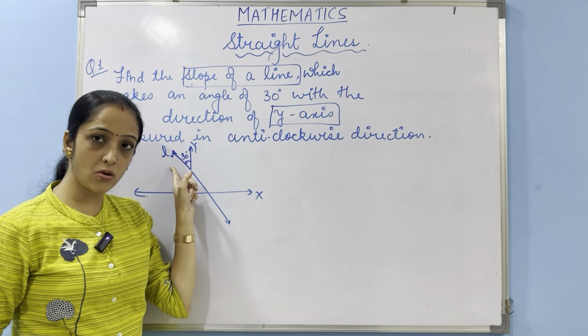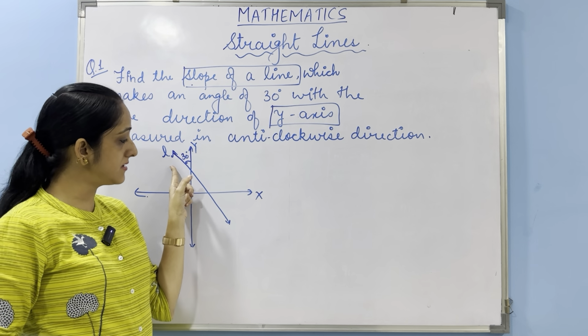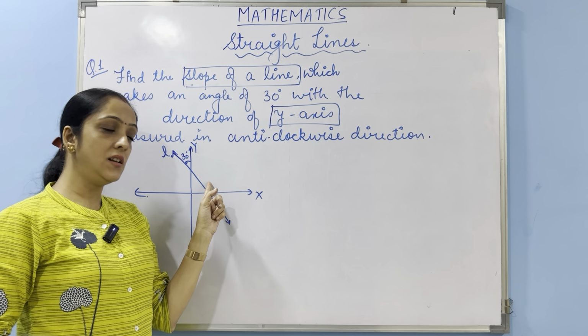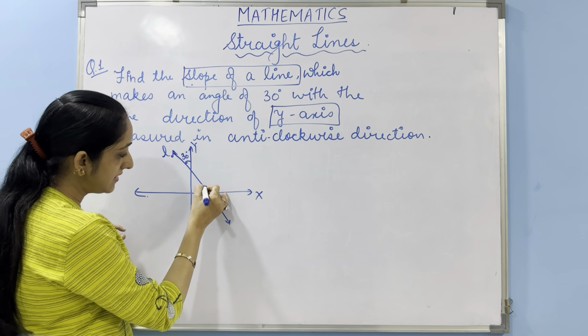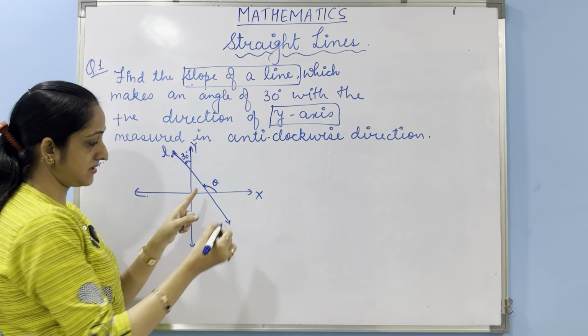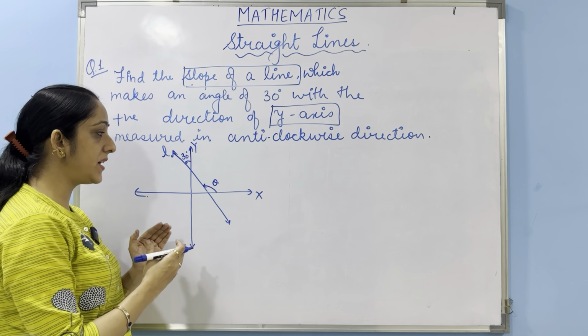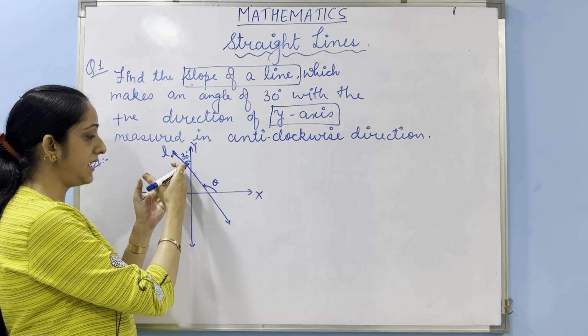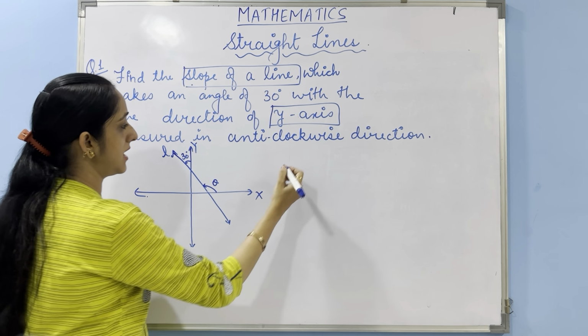But to find the slope, we need the inclination of the line. And the inclination of a line is the non-negative angle made by the line with the positive direction of the x-axis. So we need this angle, that is theta, but the given angle is different. So let's see how we can find theta with the help of this 30 degree angle.